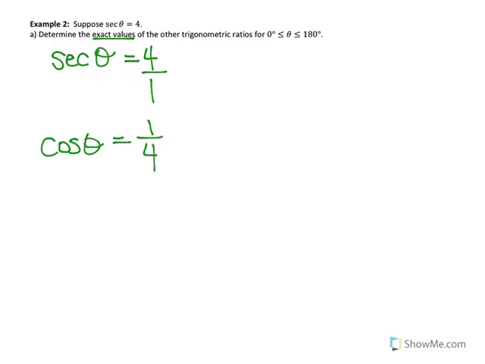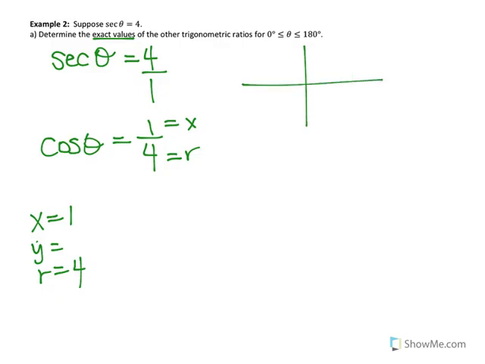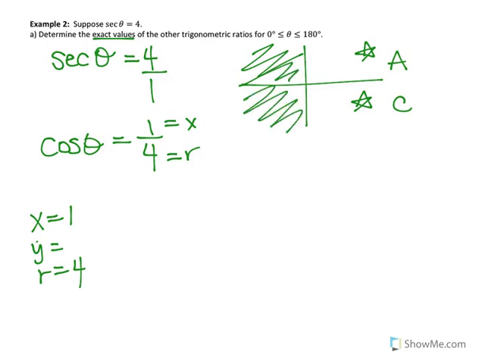So that's handy to us because now we know that this is equal to x and this is equal to r. So x equals 1, r equals 4. We need to figure out what y is equal to. We can also tell which quadrants this could possibly be in. Because cosine is positive, it could either be in quadrant 1 or quadrant 4. So it's not going to be in these quadrants at all. And because we're only going from 0 to 180, which is from here to here, we're only going to have one answer for this question.